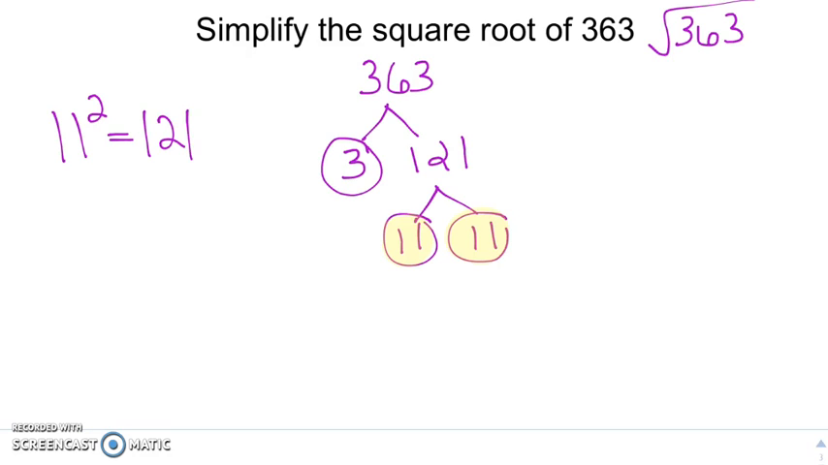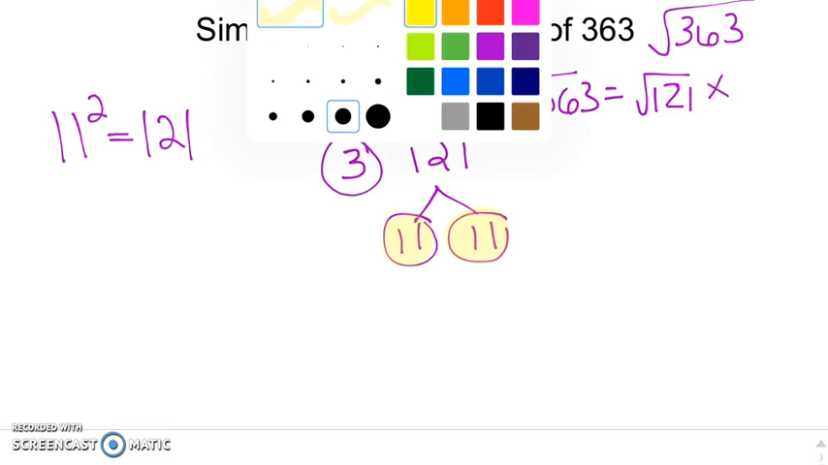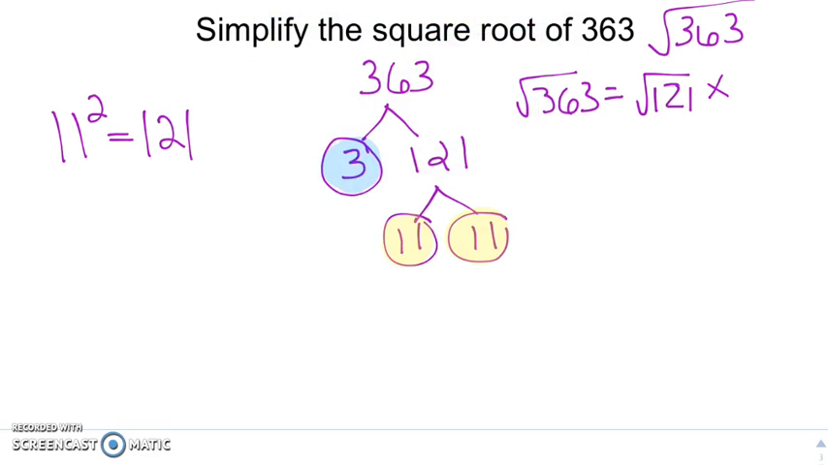11 squared is equal to 121. Therefore, I know that the square root of 363 is equal to the square root of 121 times, and I have a 3 all by itself. So multiplied by the square root of 3. The square root of 121 is 11. Multiplied then by the square root of 3 because I can't simplify that anymore. And now I have my answer. The simplified square root of 363 equals 11 times the square root of 3.